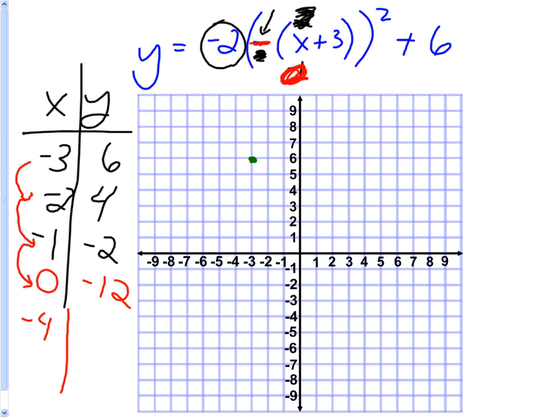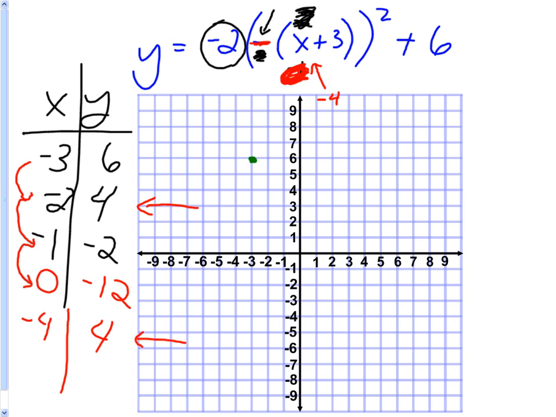Negative 4 goes in here now. It's getting kind of messy. Negative 4 plus 3 is? Negative 1. Negative 1, and take the opposite of that? 1. 1 squared is 1, times negative 2, negative 2 plus 6, 4, and I could have predicted that. Know why? This is the parabola, and there's going to be mirror points. See how that one goes with this one?